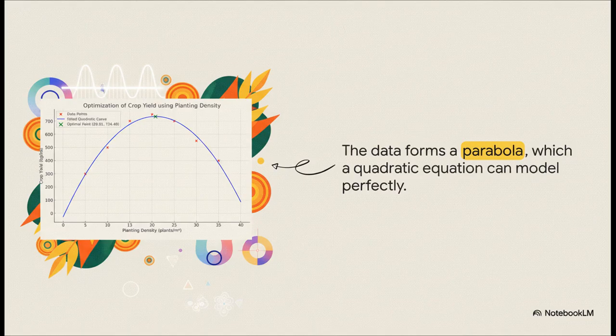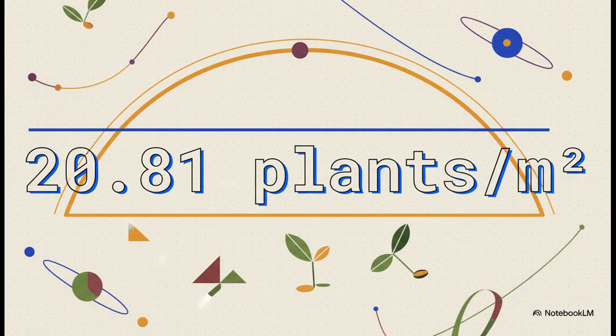So the big question is, where exactly is that peak? Well, the math gives us an incredibly precise answer. By calculating the vertex, that's the peak of the parabola, we find the exact optimal planting density.